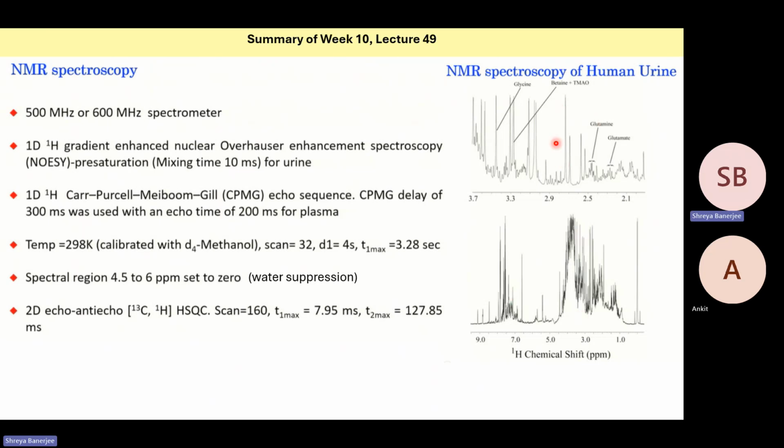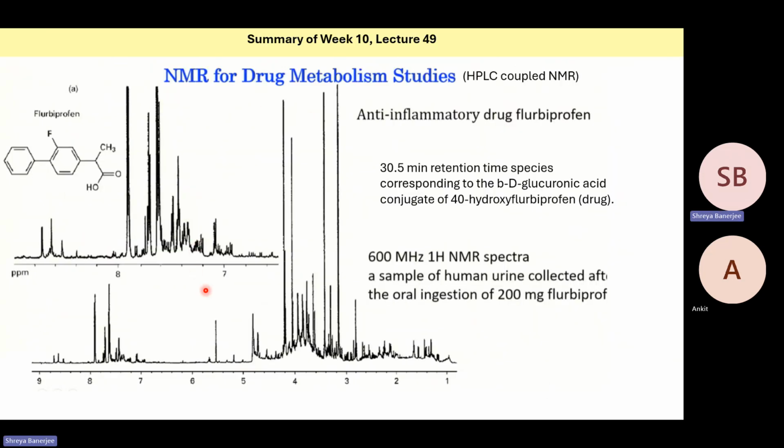You can see here the 1H NMR spectroscopy of human urine is shown, and there are different peaks corresponding to different metabolites that are there. We will look into it in more detail right now. There is a drug called flurbiprofen, which is an anti-inflammatory drug. In this case, the NMR is taken from a sample of human urine. 20 mg flurbiprofen was orally ingested. And then, after allowing the drug to go through the body, a sample of the human urine was taken, and it was seen at a 600 megahertz 1H NMR spectrum.